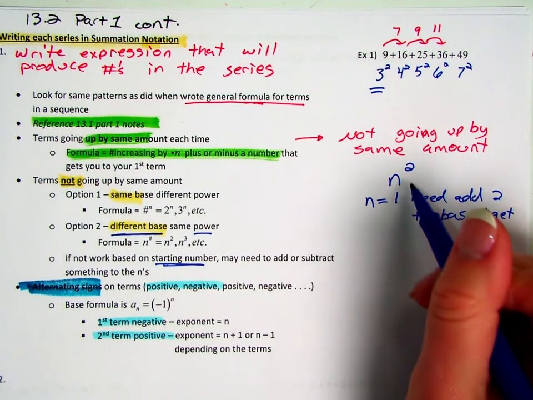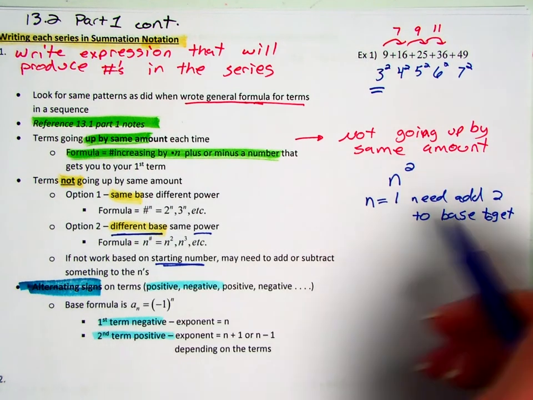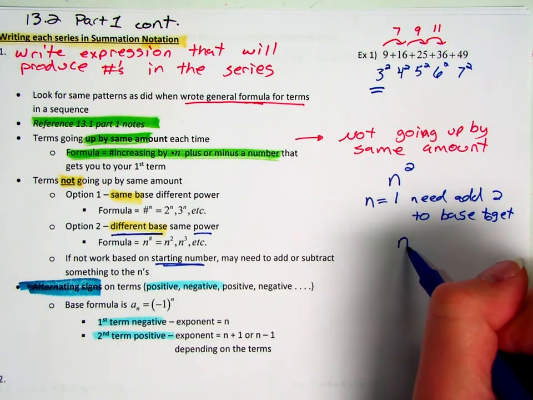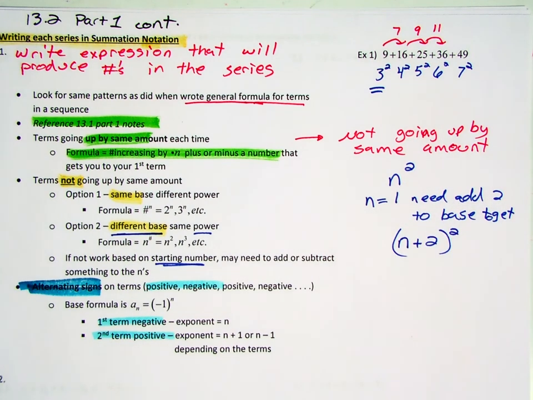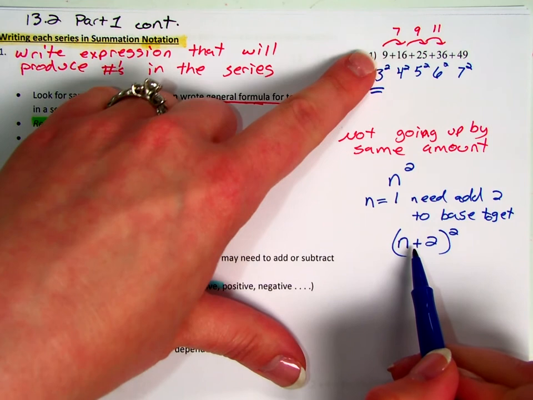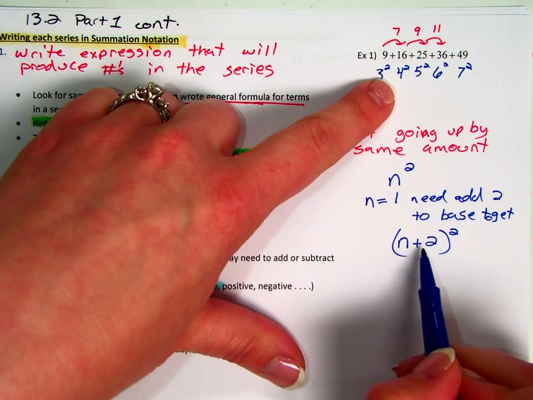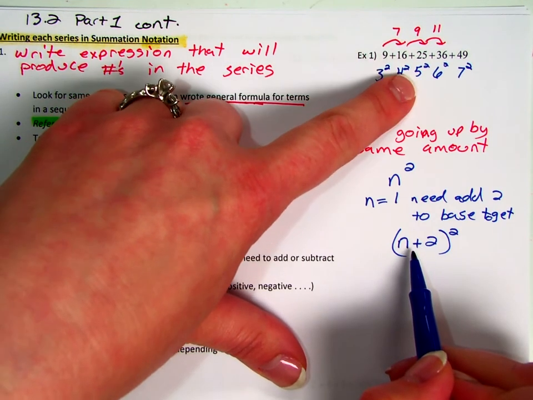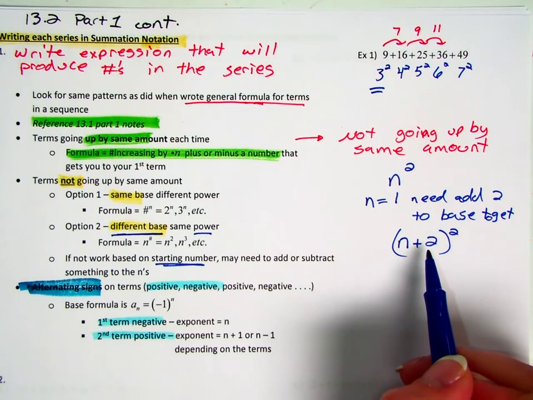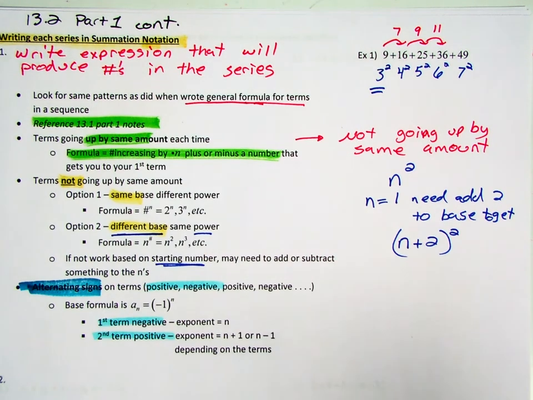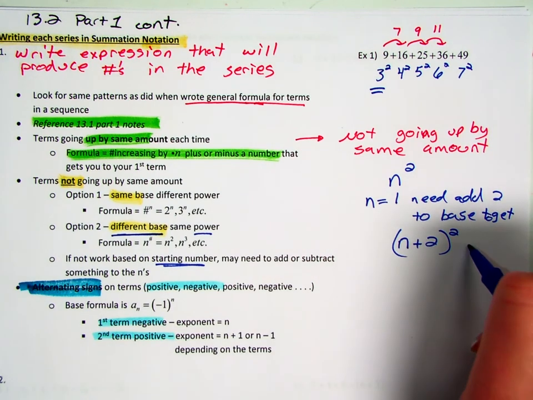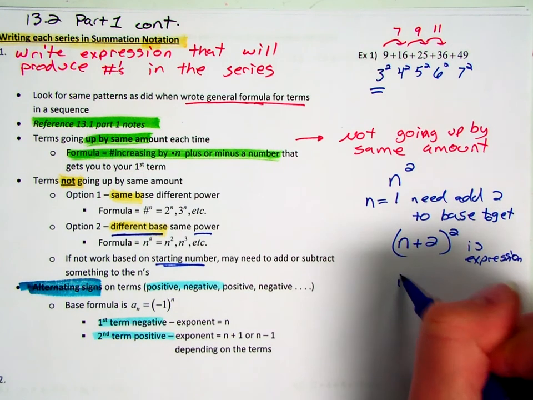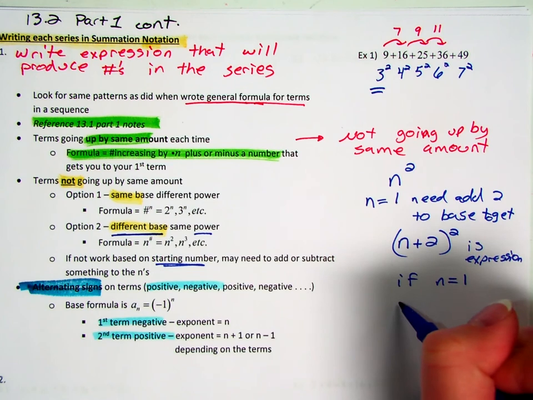So the idea is, even though this is my starting point, I'm going to have to add 2 to that n before I square it. Because then 1 plus 2 is 3, and 3 squared is 9. 2 plus 2 is 4, and 4 squared is 16. 3 plus 2 is 5, and 5 squared is 25. So this, n plus 2 being squared, is the expression that we're going to use if n equals 1 is the first term.